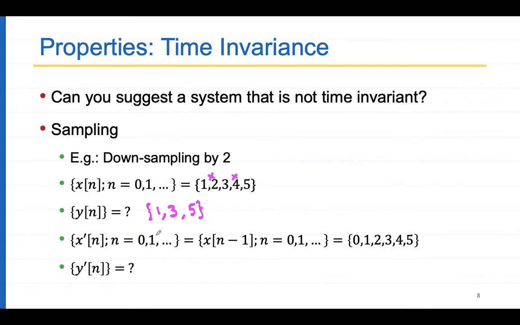Now I add a delay. So now my x dash of n is x of n minus 1, which is 0, 1, 2, 3, 4, 5. Same sequence, but delayed by this input, right? So what will be the output? The output will be 0, and then I drop this, 2. Then I drop this, 4. Which is not equal to a delayed version of y of n. So my y dash of n is not equal to y of n minus capital N. That is why this is not a time invariant system.